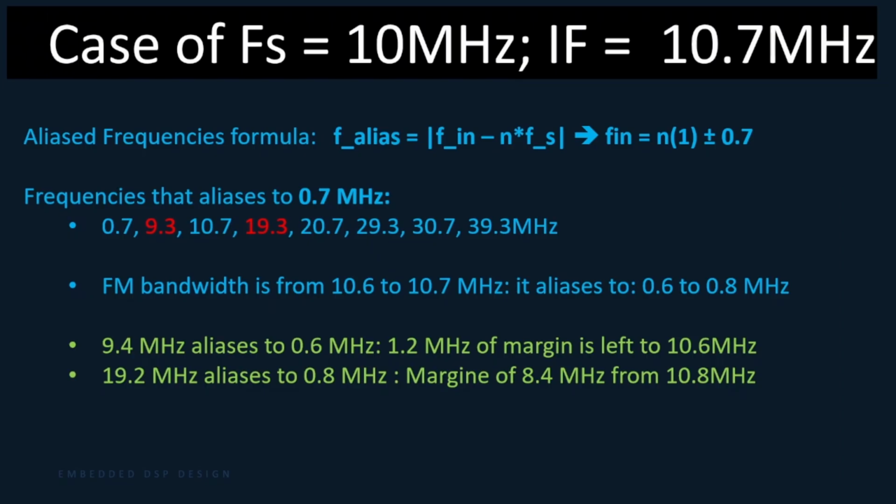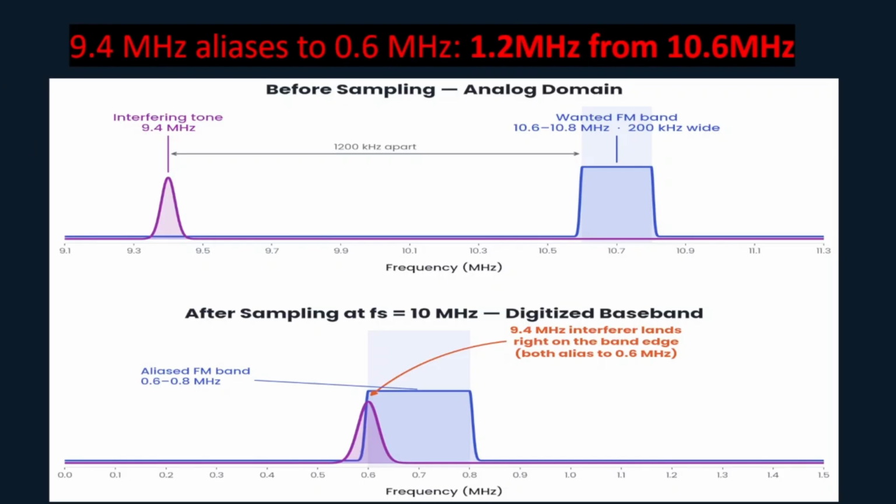So if you go and sample with 10 megahertz, what's going to happen? So with 10 megahertz, an IF of 10.7 is going to alias to 0.7, and the images we have closer to our passband, to our center frequency of the IF, are 9.3 and 19.3. So meaning now 9.4 megahertz will alias to 0.6. So that's at the border, lower edge of our passband. And in this case, we have a margin of 1.2 megahertz, like what you see here.